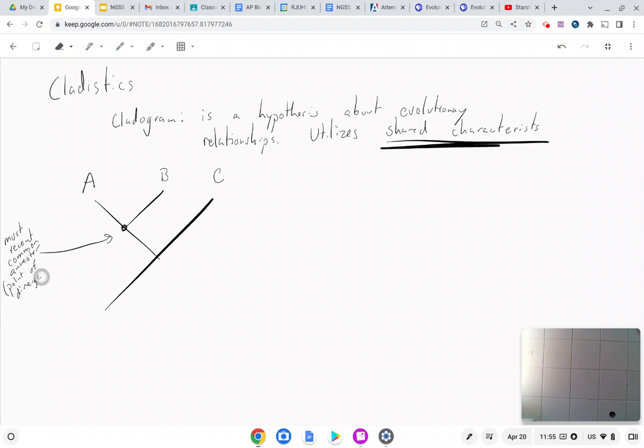So usually it's at these nodes where something happened, right? Maybe there was a geographical separation that occurred right there. And then this group of individuals went off and evolved to be species B. This other group went off in a different geographical area and went on to evolve to be species C. So the nodes are significant.